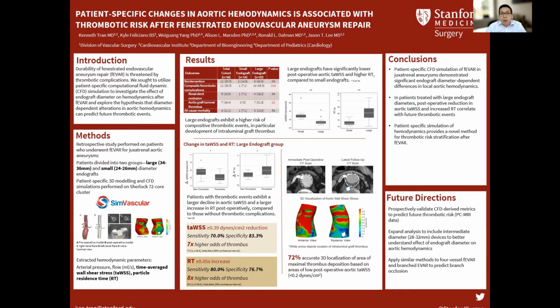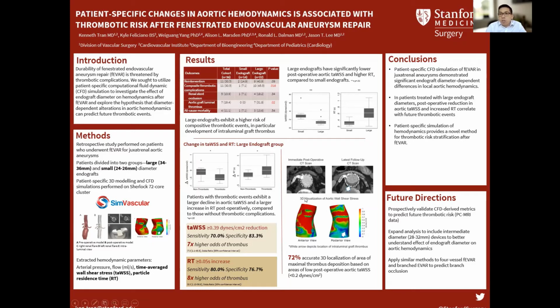On receiver operator characteristic curve analysis, we used values from wall shear stress and residence time to quantify threshold values in terms of the reduction in each of those parameters. And we found that a reduction of greater than 0.39 dynes per centimeter squared in wall shear stress resulted in 70% sensitivity, 83% specificity, and over a 7x higher odds of thrombus formation. And patients that have an increased residence time of greater than 0.05 seconds have similar sensitivity and specificity metrics and over 8x odds of a thrombotic event.